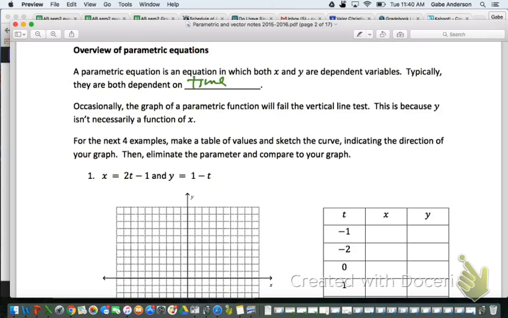Okay, so for the next examples, we are going to make tables of values. We're going to be sketching a curve, and we have to indicate the direction of motion for the graph. And then we're going to talk about how we could sometimes eliminate the parameter and compare what we've known from the past to what we're working on right now. So I want to do this first one with you, and then I'll mostly turn you loose on the other ones, and I think you're going to do great. So let's take a look at that first one right there.